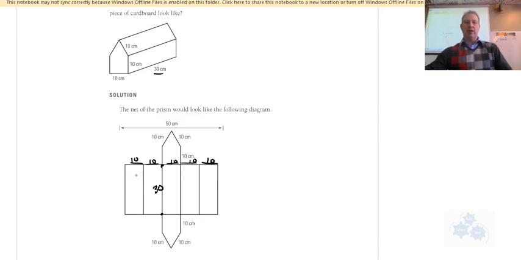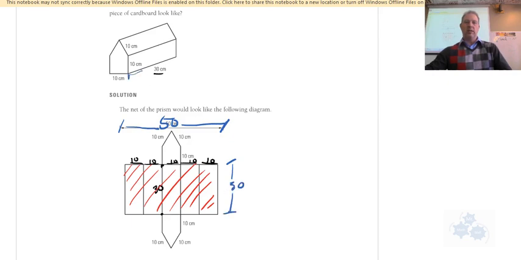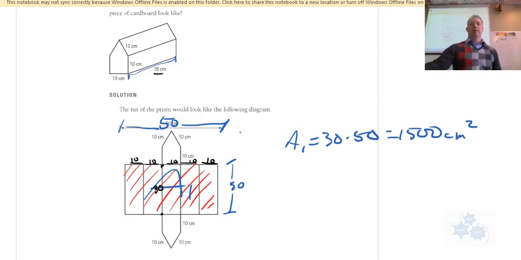In order to find the surface area, it looks like they actually took this as one big rectangle. A width here of 50 centimeters, or a width or length, whatever. And then this other dimension is 30. That's this length right here in the diagram. So really, we have big area 1 here, and that's 30 times 50. That's going to be 1,500 square centimeters.